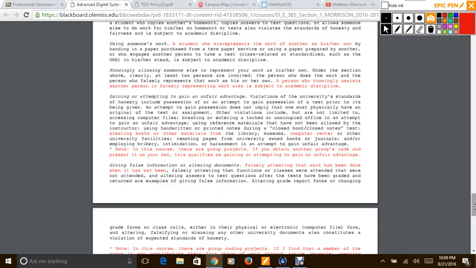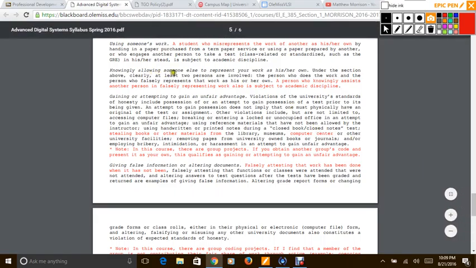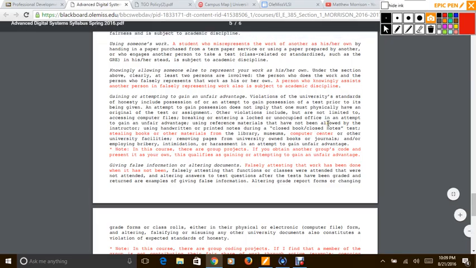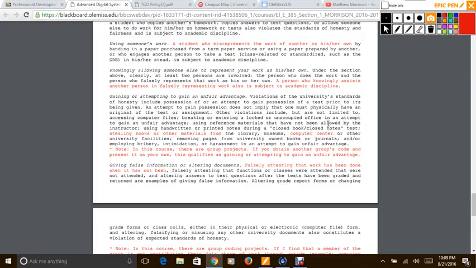And don't let someone else do it for you. Knowingly allowing someone to represent your work as their own. A person who knowingly assists another person in falsely representing work is also subject to academic discipline. Think of it this way.